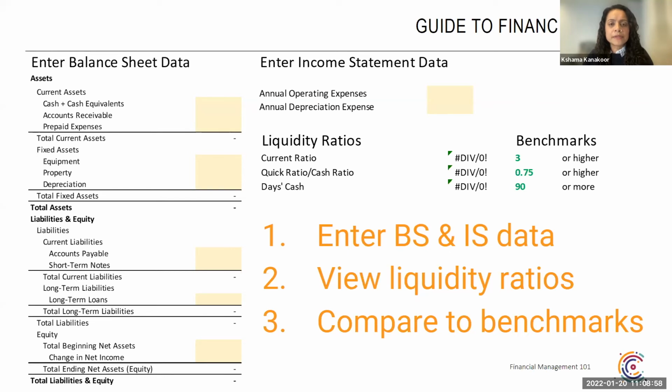So putting in the numbers will calculate the liquidity ratios in the bottom. And then against that, you'll also see a benchmark on the right-hand side. So once you get your numbers, you would compare your days cash ratio to a benchmark of 90, your cash ratio to a benchmark of 0.75, and your current ratio to a benchmark of 3. Next slide, please.